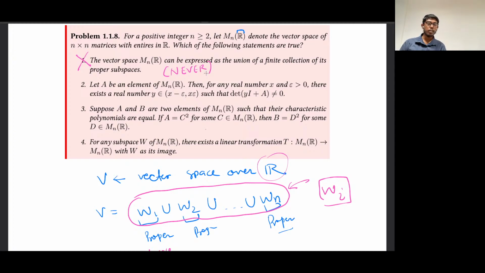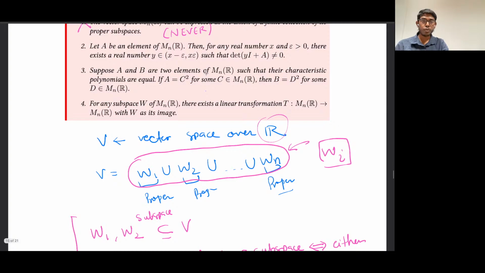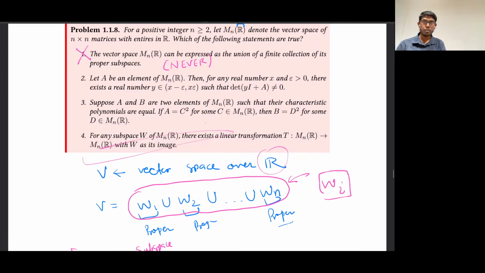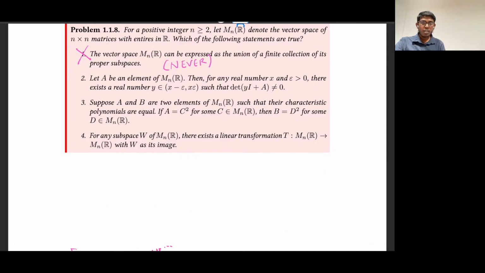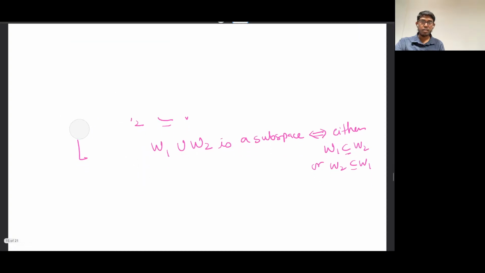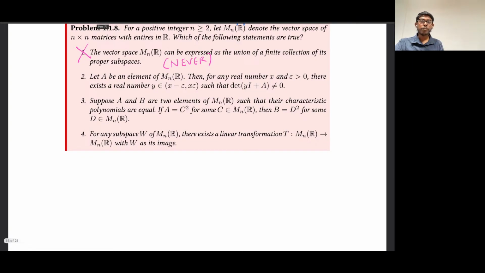Okay. Let's talk about option 2. So I'll just erase here so that I can discuss here only. Option 2 is, of course, not difficult. Let A be an element of M_n(R), then for any real number x and epsilon, there exists a real number y such that the determinant, oh, this is x plus epsilon, such that the determinant of yI plus A is non-zero.